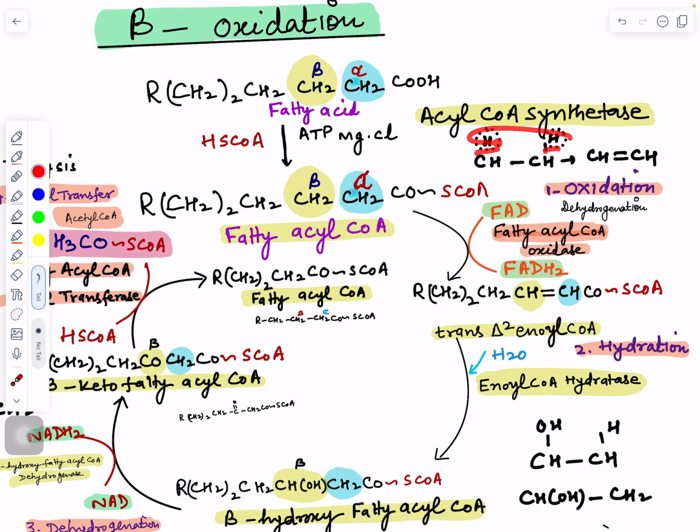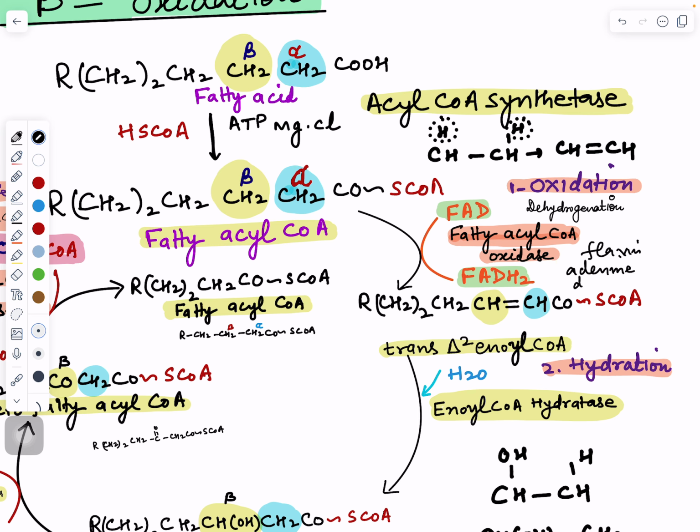So this is flavin adenine dinucleotide, and this is being reduced, accepting the 2 hydrogens, right? So here a double bond is being created. So this is called trans delta 2 enoyl coenzyme A. I mean, at this position a double bond is there, between beta and alpha.